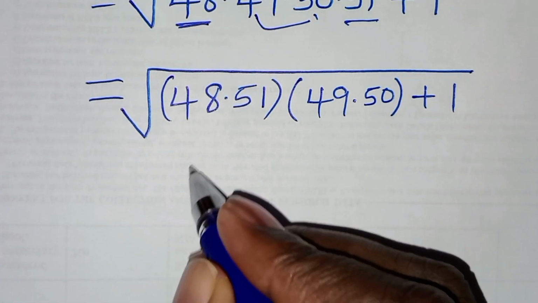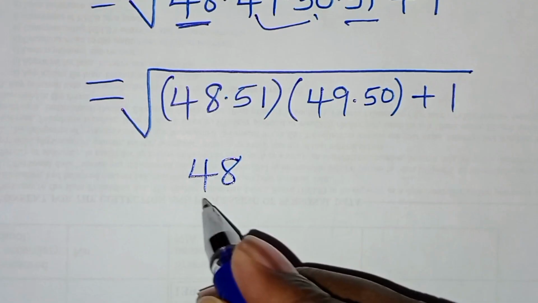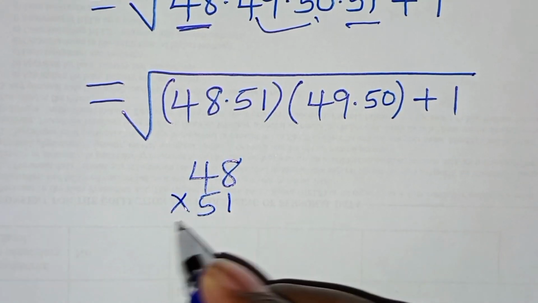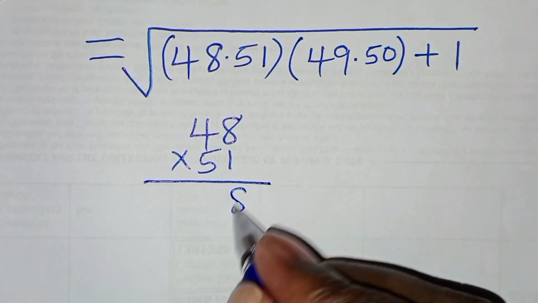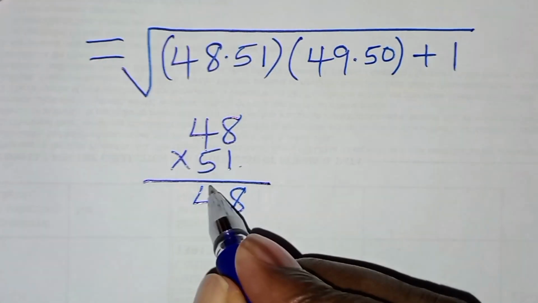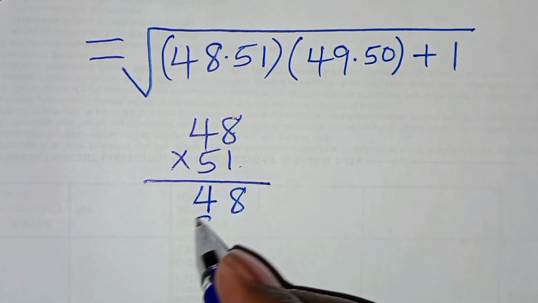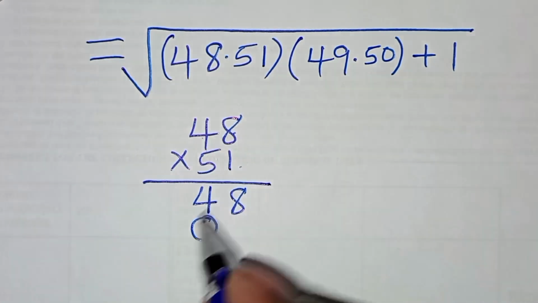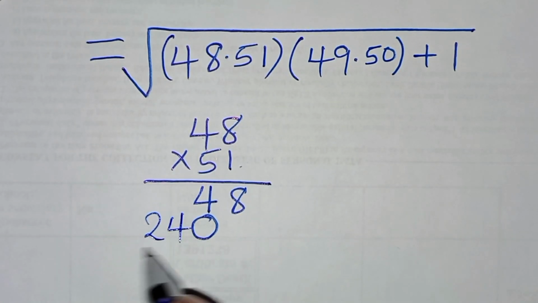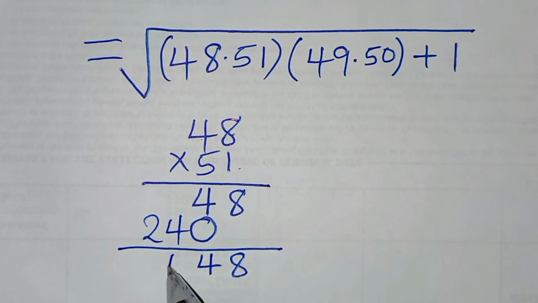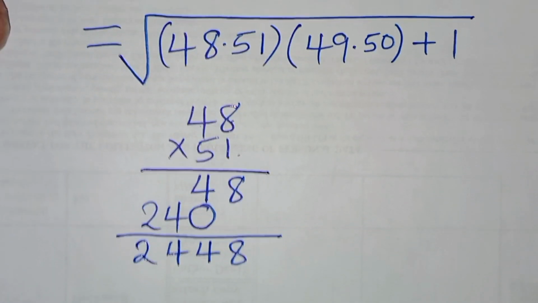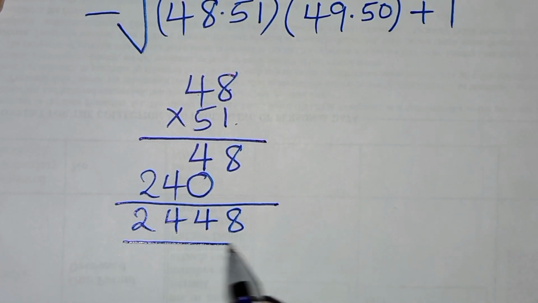So we have 48 times 51. So this is the same thing as 8 times 1, this is 8, then 4 times 1, this is 4. 8 times 5, this is 40, 0 carry 4. Then 5 times 4, 20 plus 4, 24. So here we have 8, 4, 4 and 2. So this is 2448.